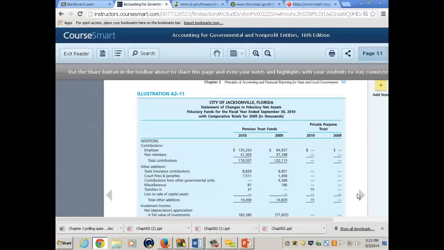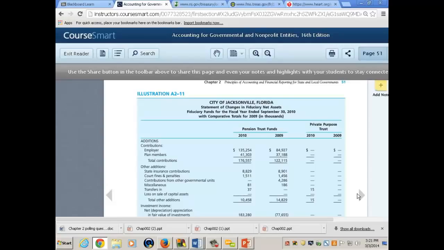Okay, so let's try to get all this thing together, all the different statements. You have the government-wide statements, which cover what? Governmental activities and business-type activities, right? And what are the two statements there? Statement of net position and statement of activities. They are prepared on an accrual basis, right? Their measurement focus is flow of economic resources. They utilize operational accountability.